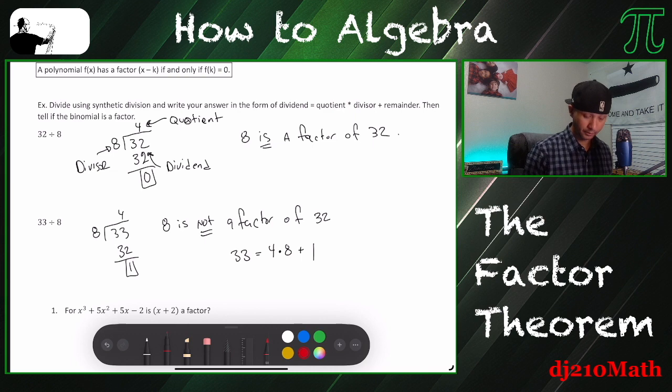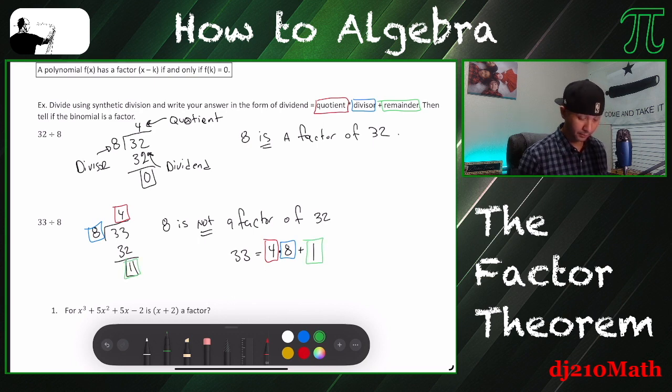That's really all we're saying. So, to give some colors to look at: the quotient times the divisor plus the remainder equals the dividend. Okay, so we can write our answers like this, basically.